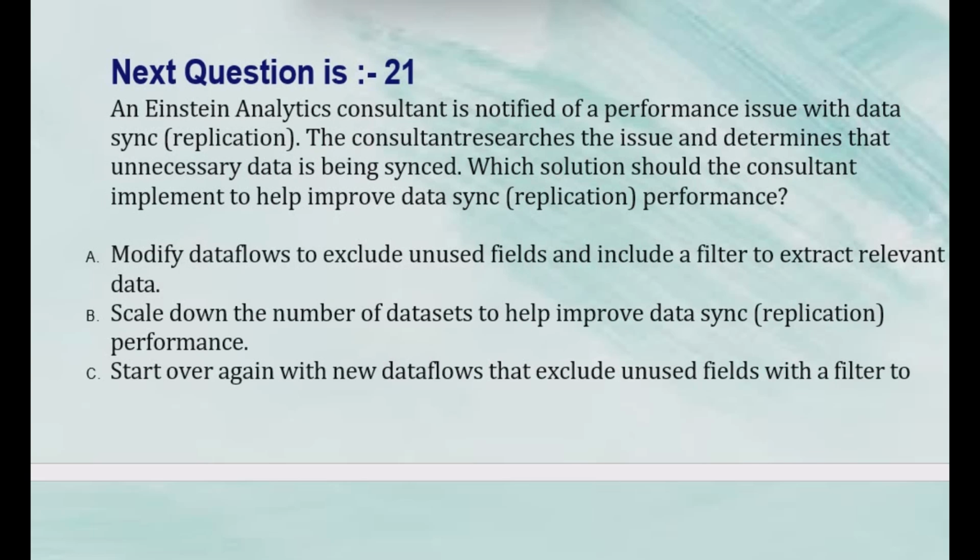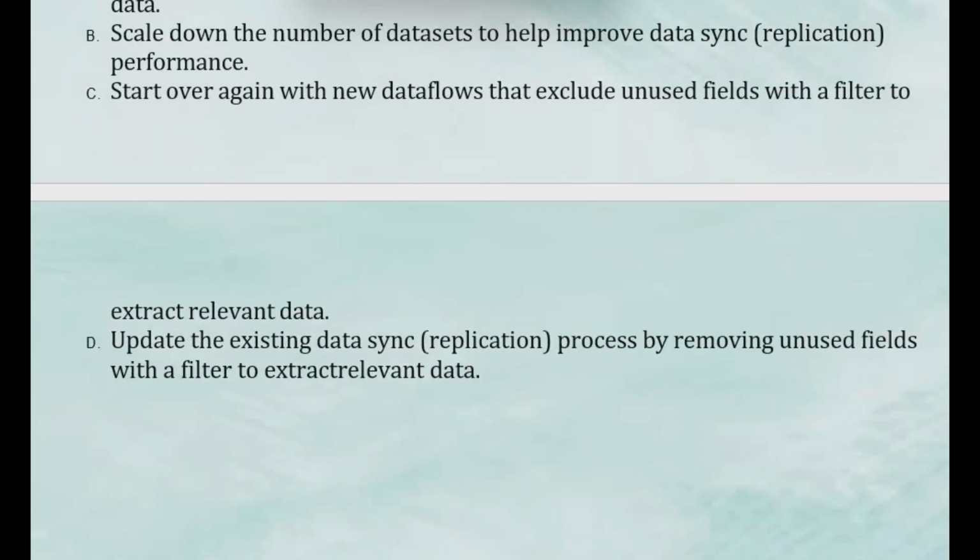Option A, modify data flows to exclude unused fields and include a filter to extract relevant data. Option B, scale down the number of data sets to help improve data sync replication performance. Option C, start over again with a new data flow that excludes unused fields with a filter to extract relevant data. Option D, update the existing data sync replication process by removing unused fields with a filter to extract relevant data. Correct answer is option D.